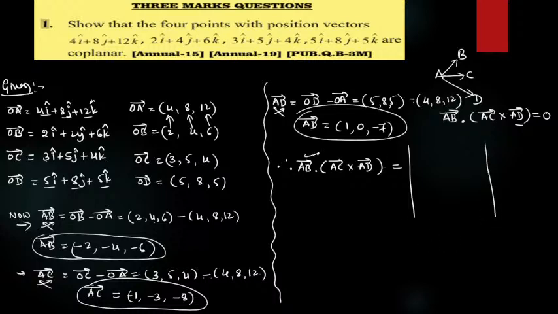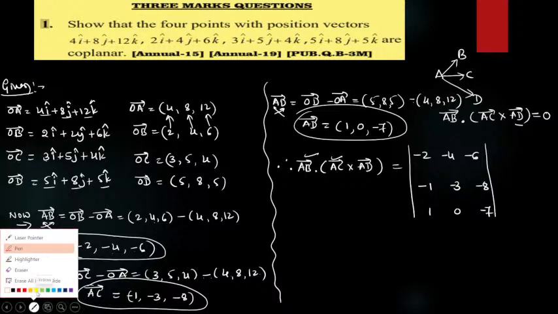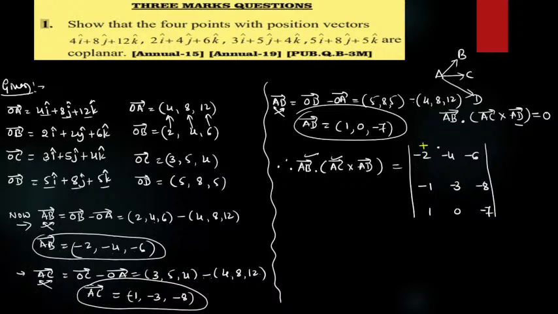First vector AB components, you write -2, -4, -6. Second vector AC components, write in second row -1, -3, -8. In the third row you write 1, 0, -7. Then you resolve this determinant and show the value is equal to 0. Then the given points are coplanar. You know how to resolve the determinant.